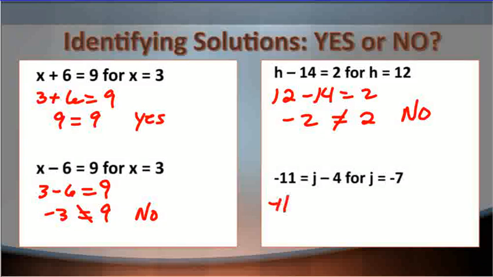Then we have negative 11 equals j minus 4 for j is negative 7. Plug in negative 7 for j. The side's still negative 11. Negative 7 minus 4 is negative 11. They are the same, so yes, negative 7 is a solution.